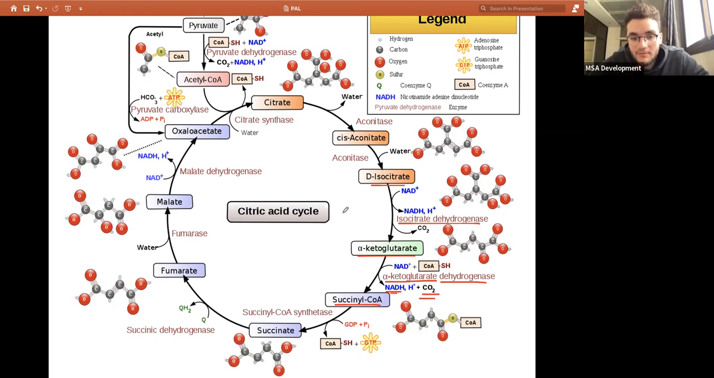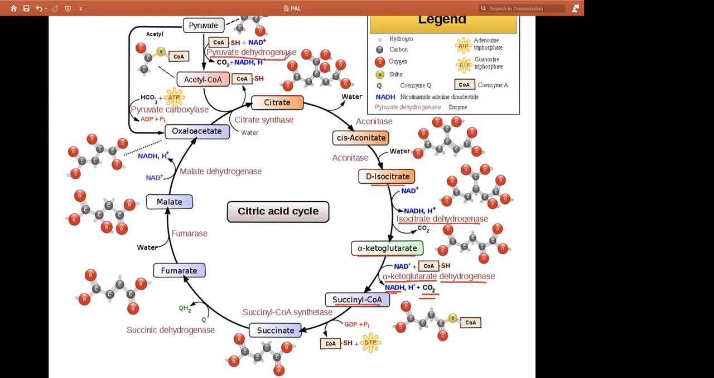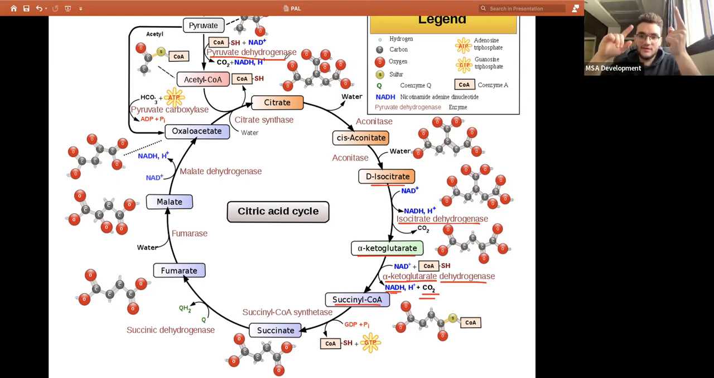For alpha ketoglutarate dehydrogenase, you do remember pyruvate dehydrogenase. Remember the 5 coenzymes needed for pyruvate dehydrogenase? The T is thiamine pyrophosphate, made up of B1. Then lipoic acid, the lovely L. Then coenzyme A, CoA, and then F, FAD, and then NAD positive.